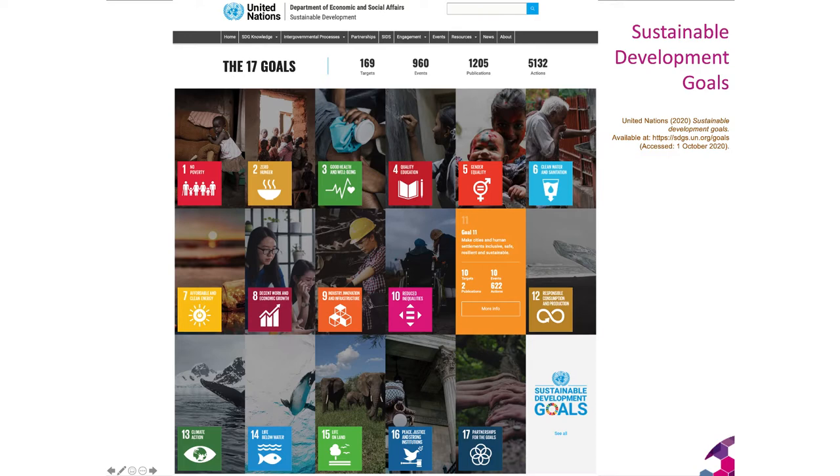These are quite ambitious goals, and the aim is over the next 10, 20, 30 years for countries to move towards achieving or reducing the gaps between the high-income countries, which have generally reduced poverty, reduced hunger, enhanced health and well-being, are providing high-quality education and have reduced gender inequalities, and those countries that have low and middle incomes.